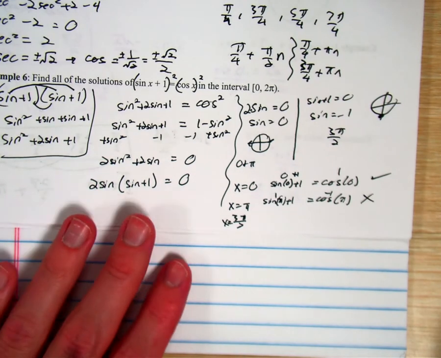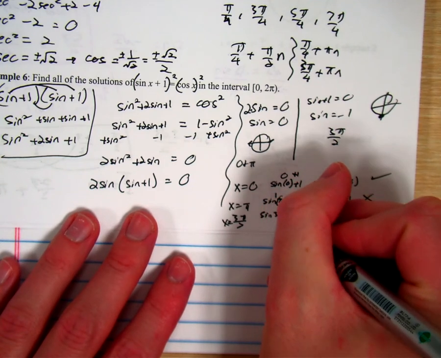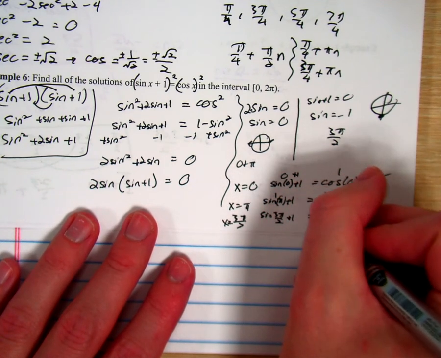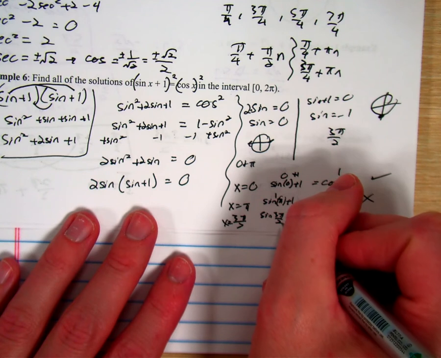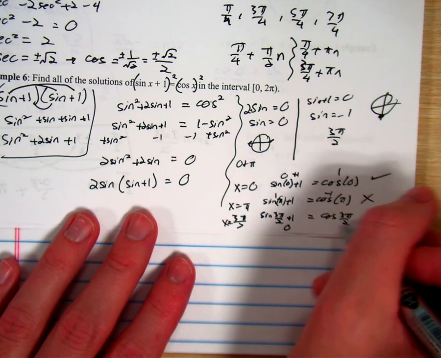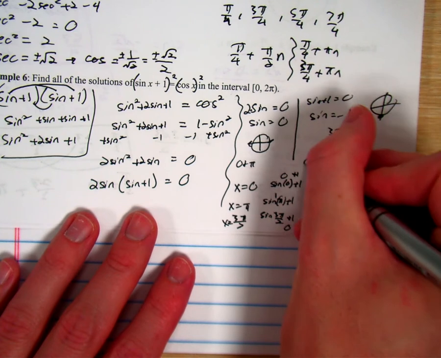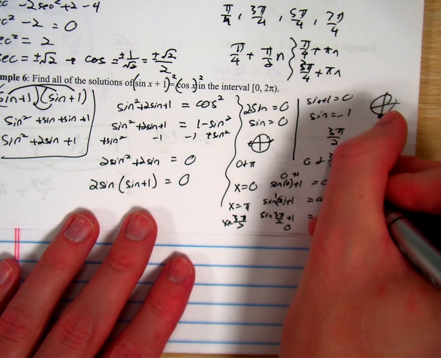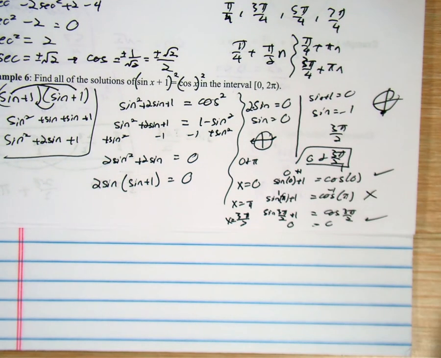And then 3 pi over 2. Sine at 3 pi over 2 plus 1, does that equal cosine of 3 pi over 2? Sine of 3 pi over 2 is negative 1, plus 1 is 0. Cosine of 3 pi over 2 is 0, so that one works. So our final answers are 0 and 3 pi over 2. Again, we had to double check those because we are switching sines and cosines around.